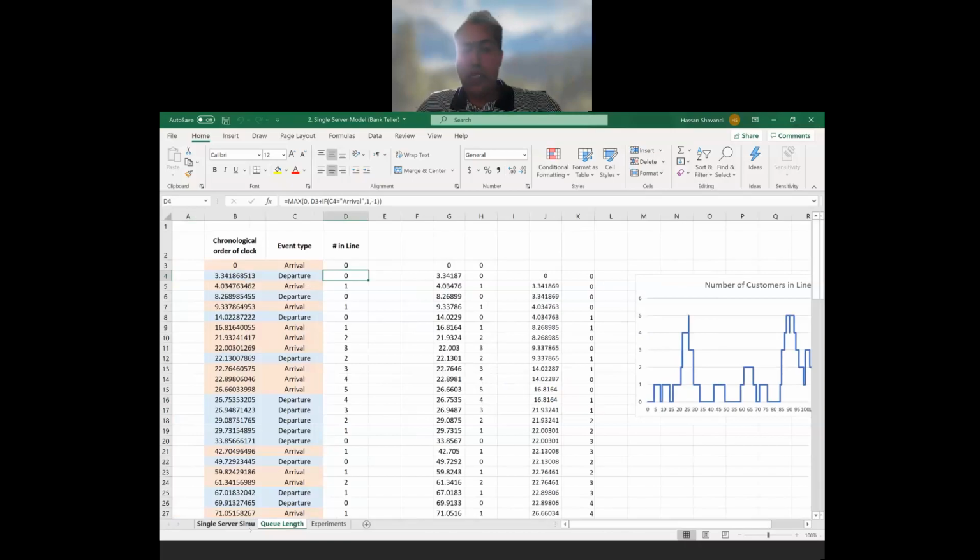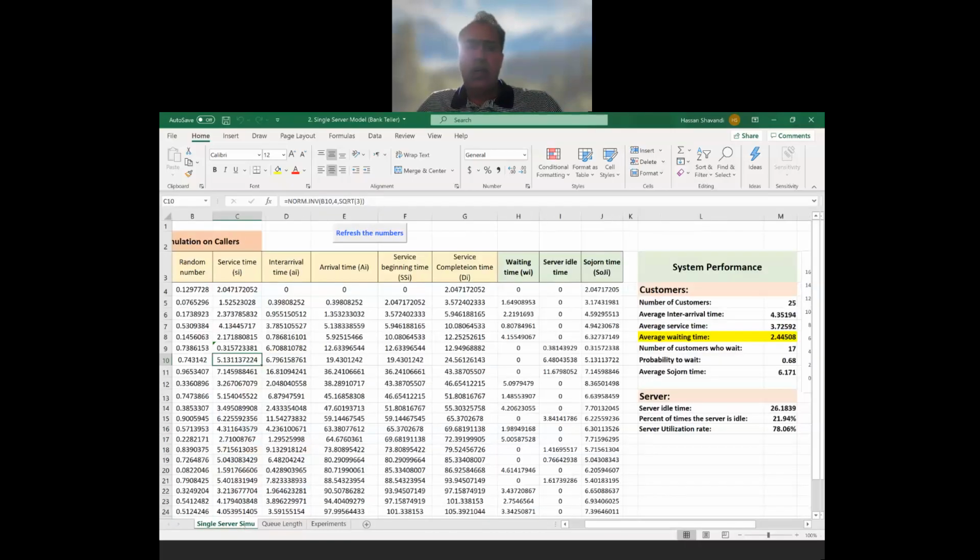This is how we simulate a discrete event system, like this simple example, a single server queuing model, by tracking each customer one by one. And that's it. Thank you.